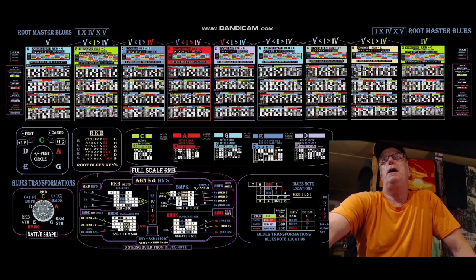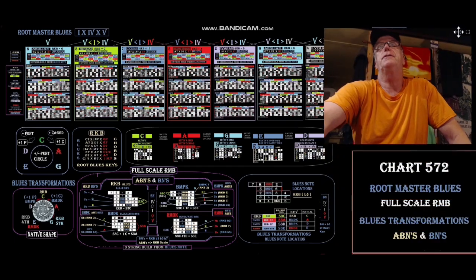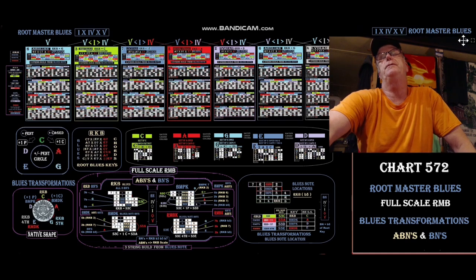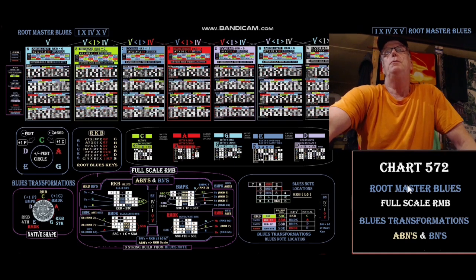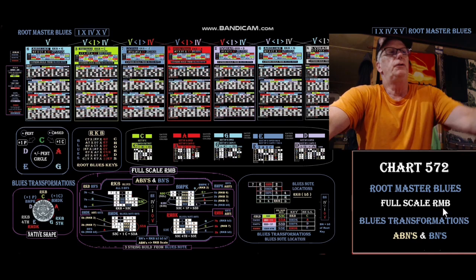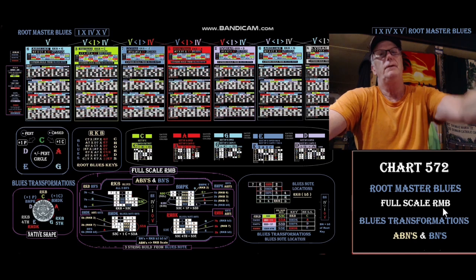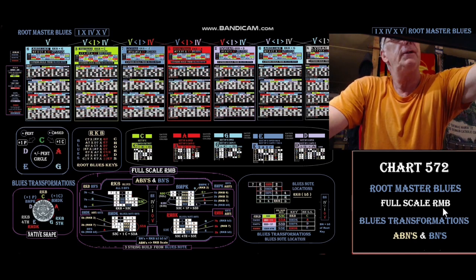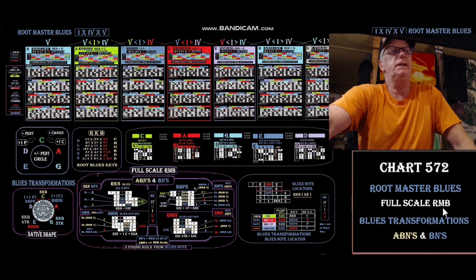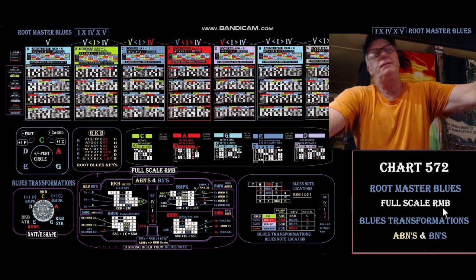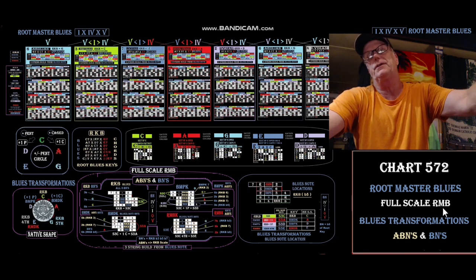We're going to pick up on the final chart of the 50s series, which is in the 72 there. Rootmaster Blues, full scale Rootmaster Blues. Full scale. That's about as full scale as it's going to get. So it's everything except the flatted second and except the flatted sixth.